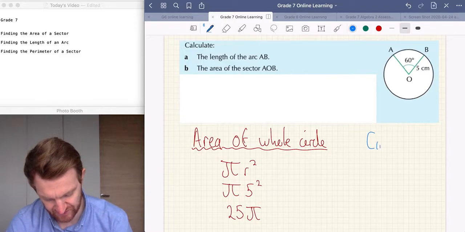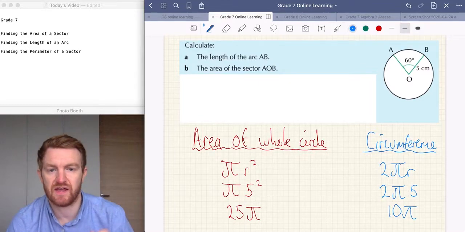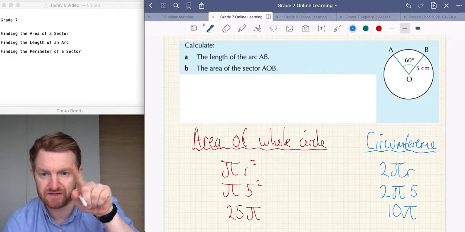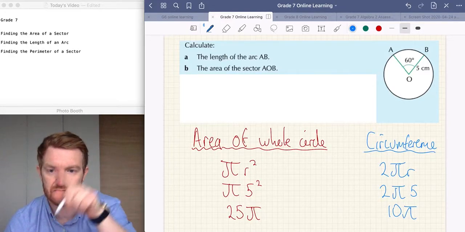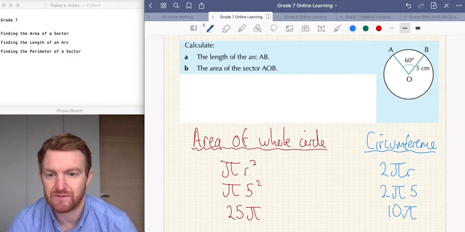We could also do the circumference. That's the whole way around the whole circle. That would be 2 times pi times the radius. That's 2 times pi times 5, so that's going to be 10 pi. So the area of the whole thing is 25 pi, and the circumference around the edge is 10 pi, 2 times 5. And we're going to leave them in terms of pi to help us.